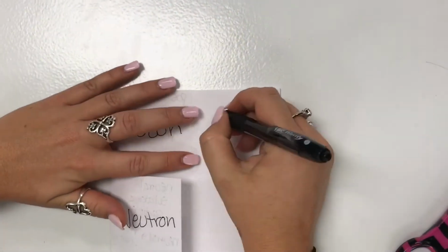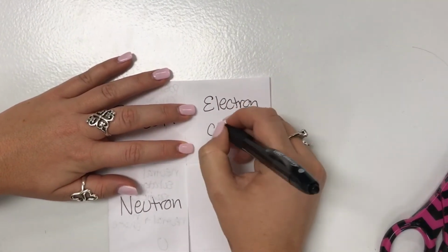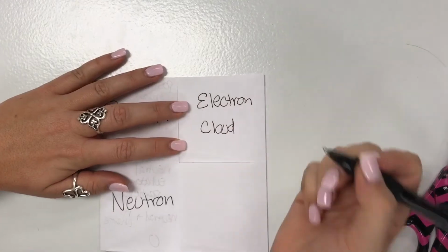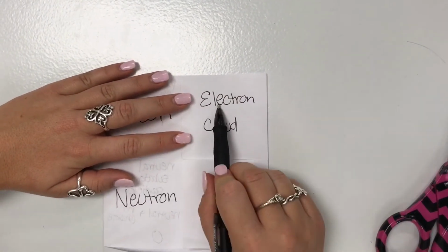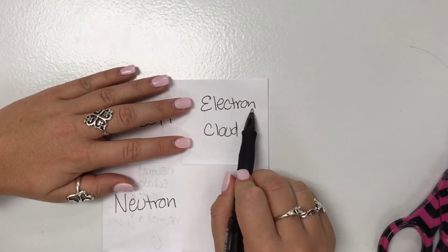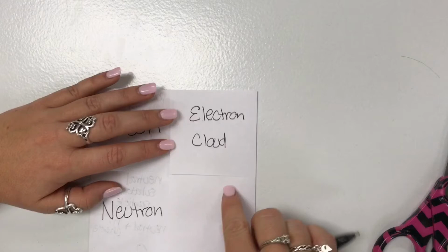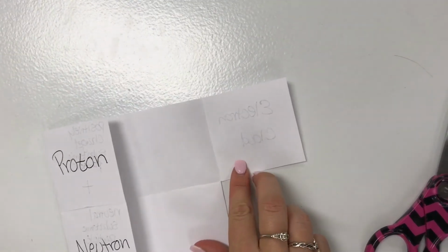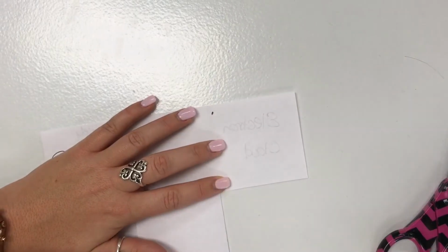Now, top right side, this is going to be the electron cloud, which has a bunch of different names, but for today we're just going to use electron cloud. So E-L-E-C-T-R-O-N, cloud is C-L-O-U-D. So now we're going to open the flap to the right, and there's 3 things we need to know about an electron cloud.